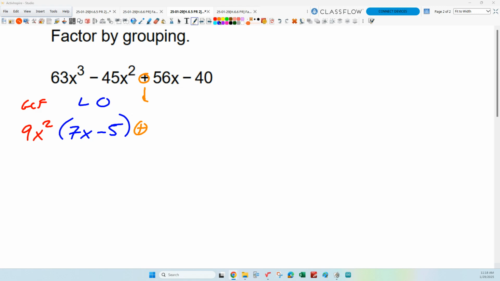Okay, good. We propagate the leftover to the other side because that has to be common if factoring by grouping is going to work. That one has to show up if this process is going to work. And then we're going to see if there is a GCF that would create group 2.